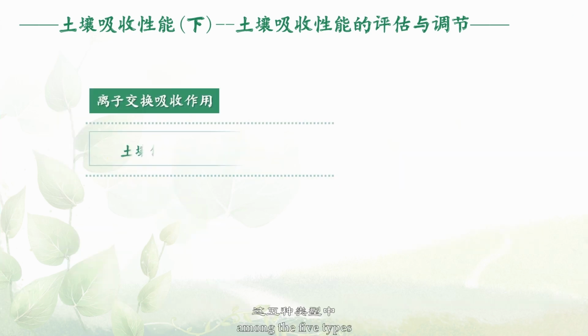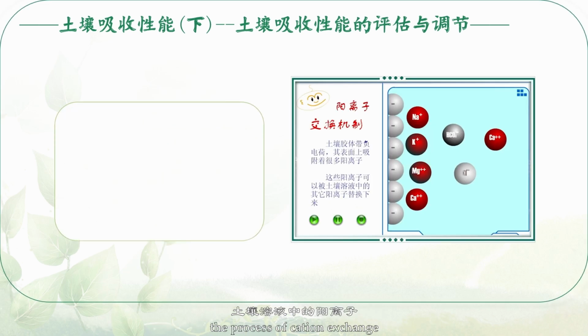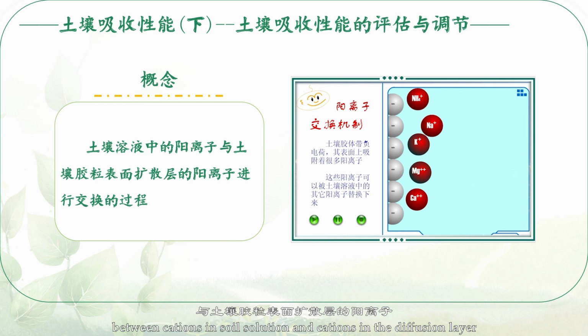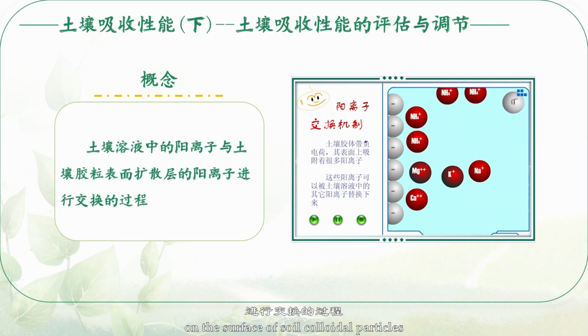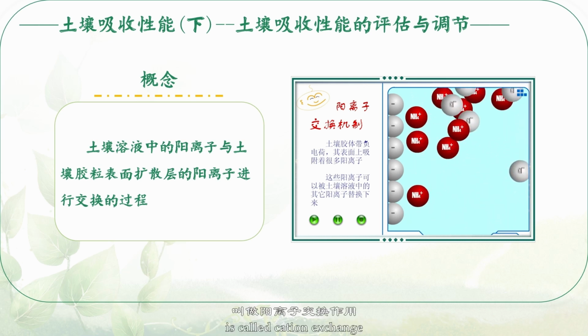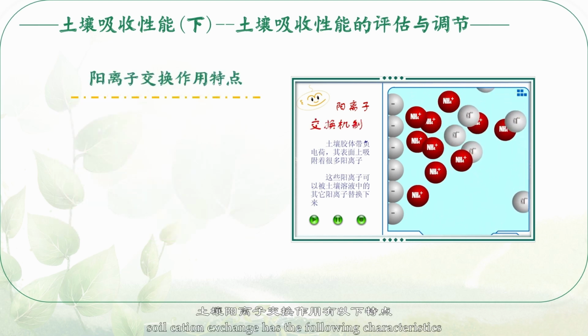Among the 5 types, ion exchange absorption is the most important way of soil fertilizer conservation and supply. The process of cation exchange between cations in soil solution and cations in the diffusion layer on the surface of soil colloidal particles is called cation exchange. Soil cation exchange has the following characteristics.